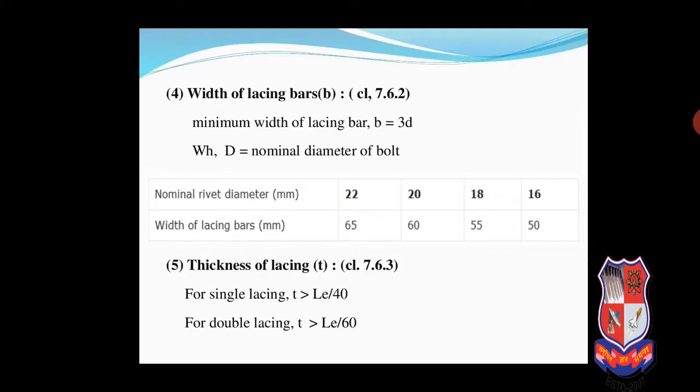Next, the thickness of lacing is denoted by T. After deciding the width and length of lacing, the third component is the thickness of lacing, denoted by T. It's given in clause number 7.6.3. For single lacing, T should be greater than LE upon 40. For double lacing, T should be greater than LE upon 60. What is LE? LE is the effective length of lacing, that we calculated in our earlier step.